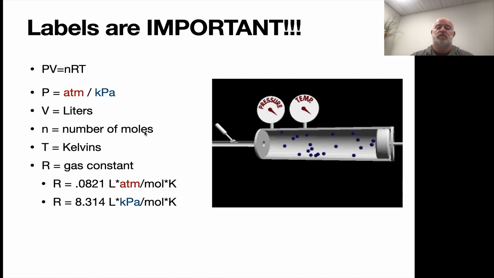n is always our number of moles, which is going to become very useful for us because now we have another way to link back to stoichiometry. T is always in kelvins. Again, we have to use that absolute temperature scale, okay, as we go through these.